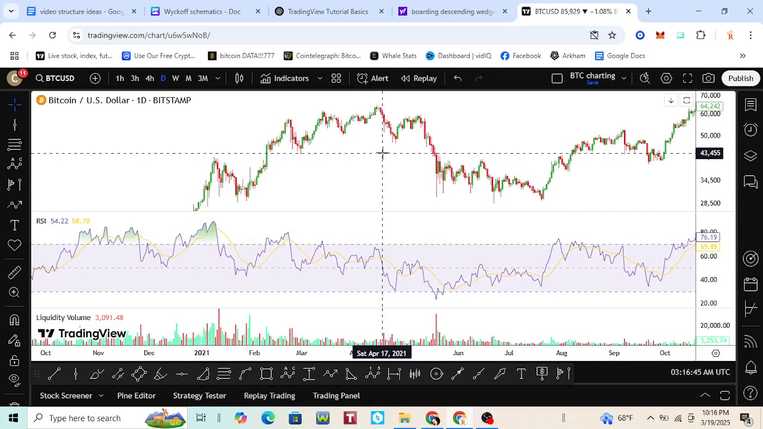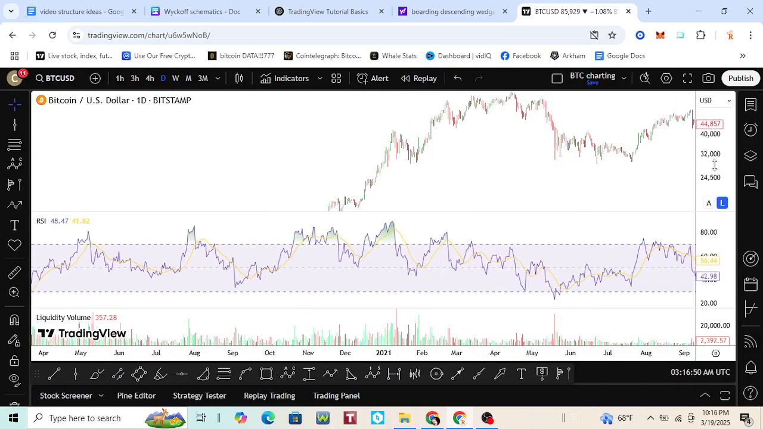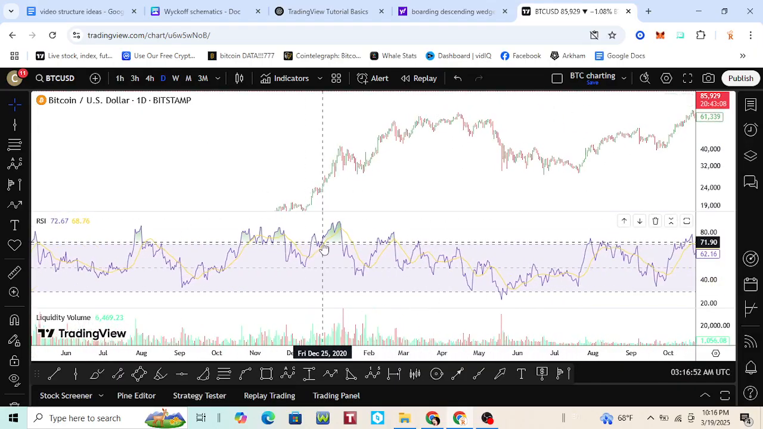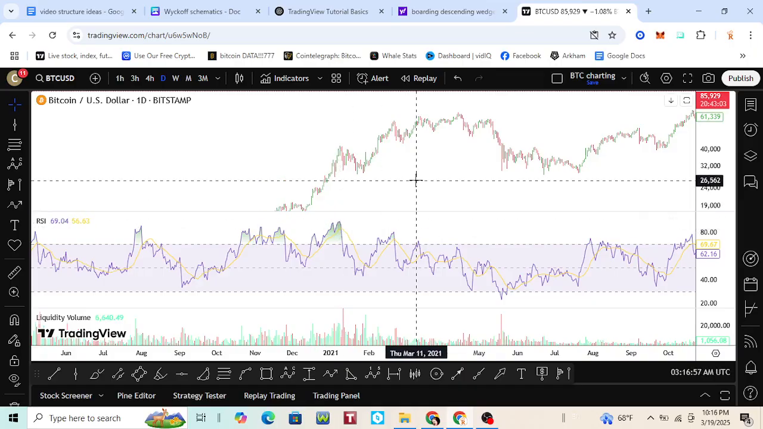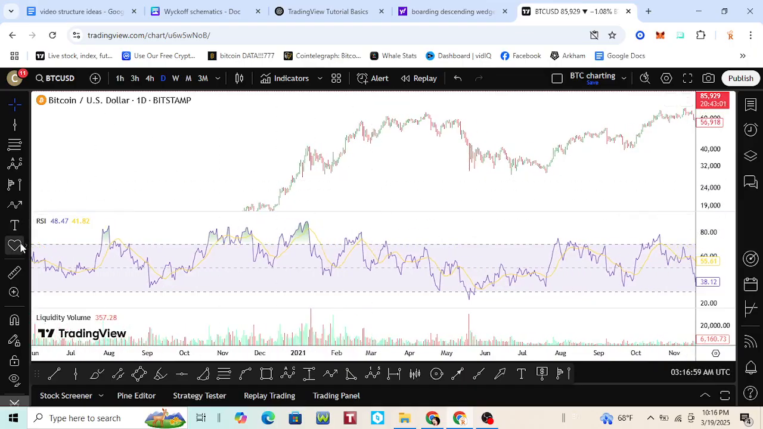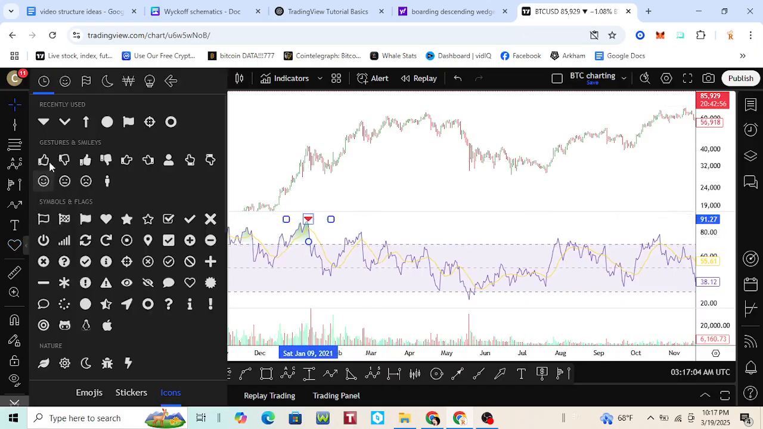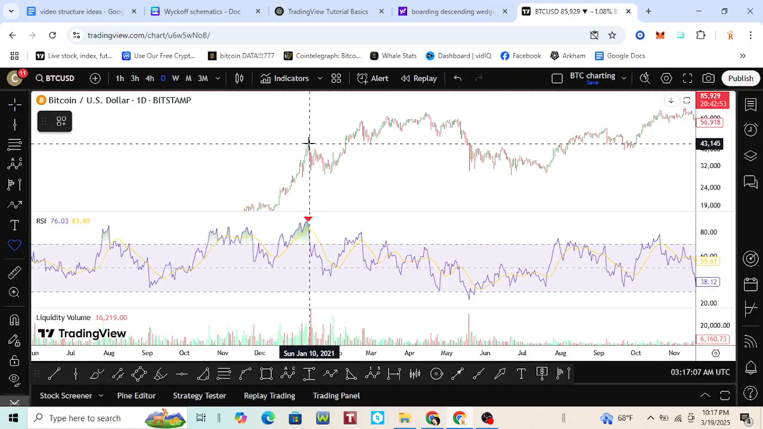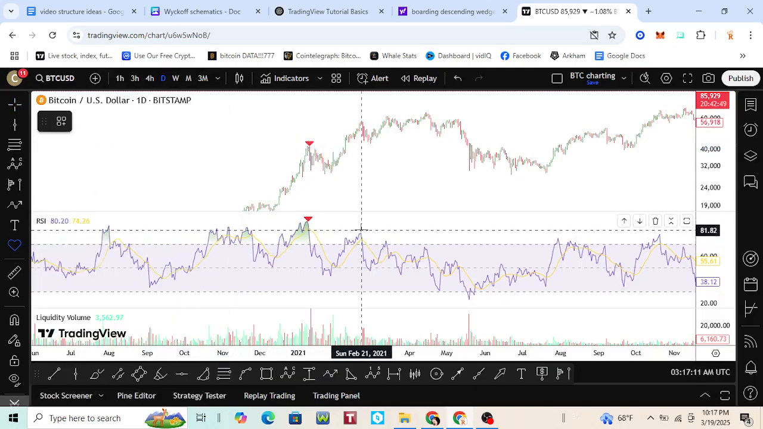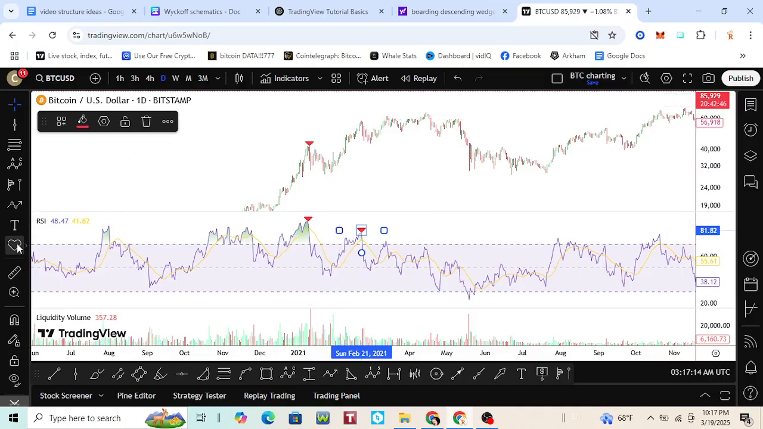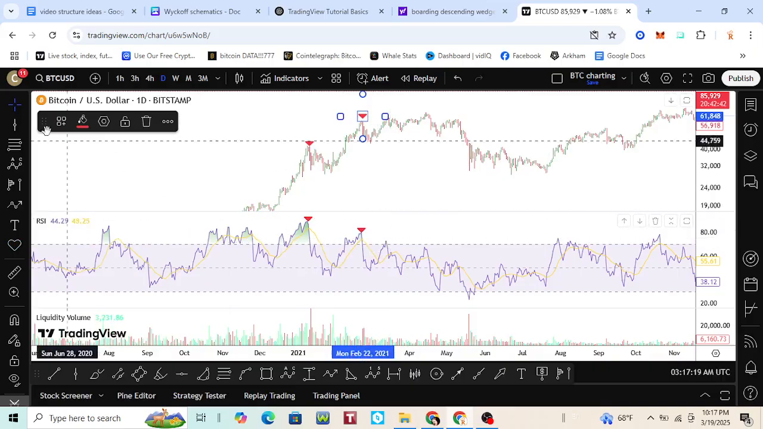So it's another situation like we had before. First and foremost, as you can see, we were up in overbought territory up here. At this point, we're going to start right here. Now let's go to the next high on the RSI. We're right here with it. But look at it on the price chart. We're at a higher high.